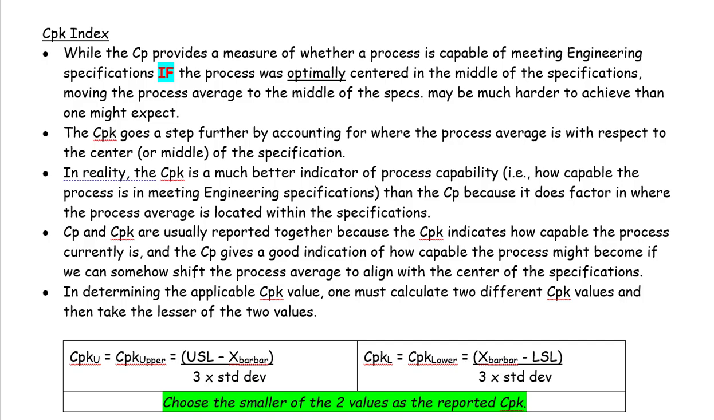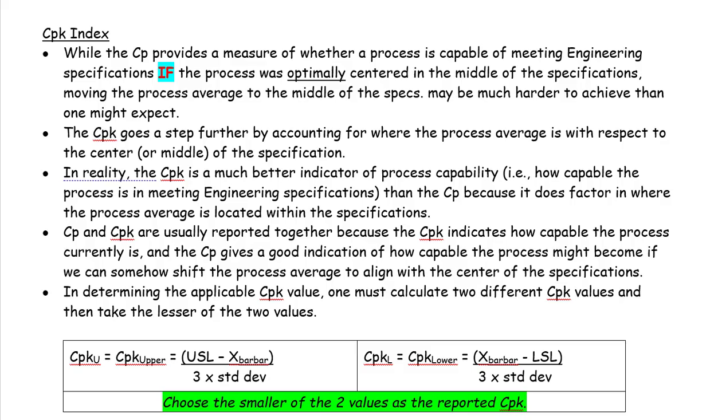In the last segment, we talked about the CP index. This is the CPK index, which is, in many people's opinion, a much better measurement because it takes into account where the process is with regard to the center of the specification. So let's delve into it.